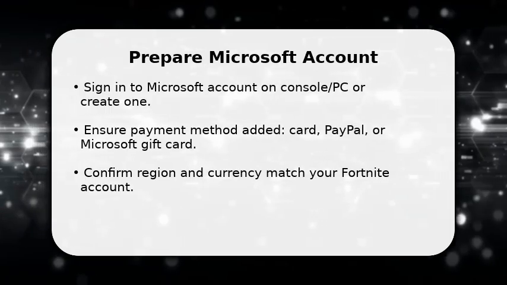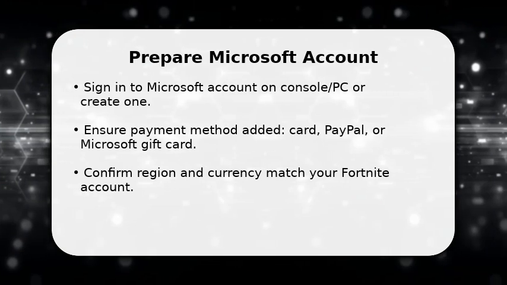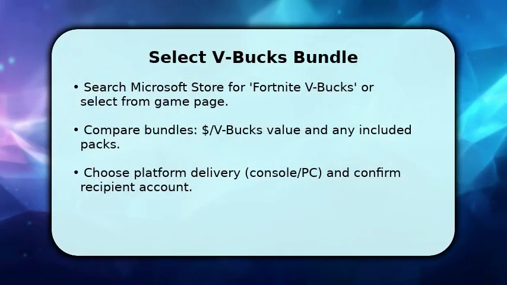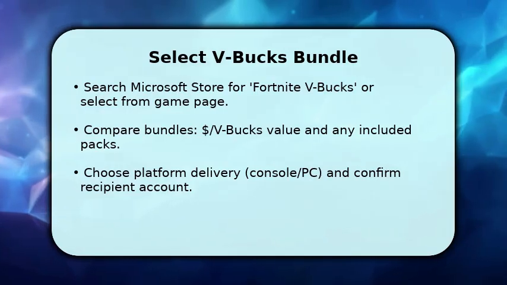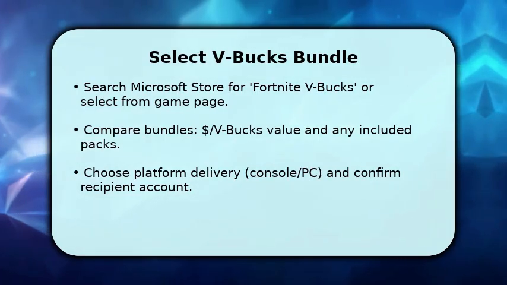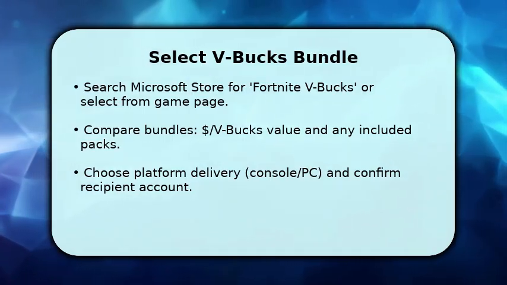Once those essentials are done, you're ready to open the Microsoft Store and search for the correct Vbucks bundle. Open the Microsoft Store and search for Fortnite Vbucks or navigate from the Fortnite product page. You want the official bundle. You should compare bundles to check the $ per Vbucks value and whether a pack includes additional items.